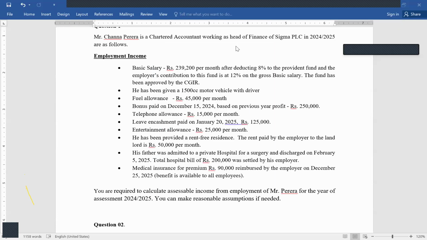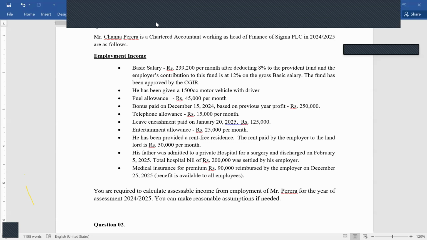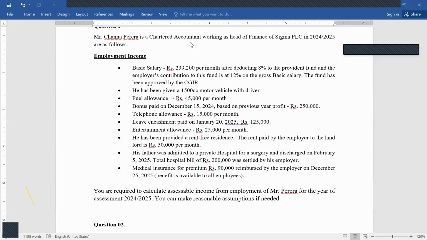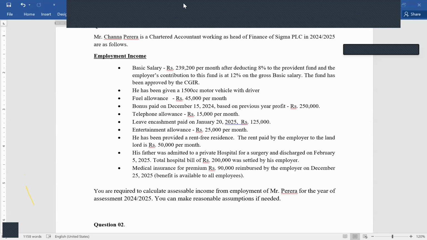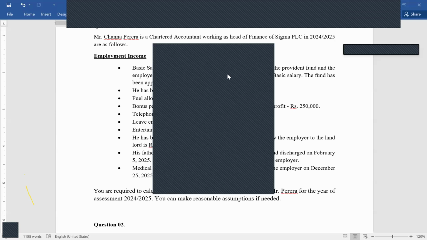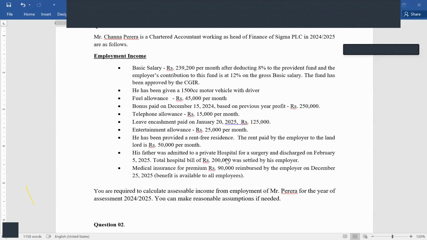Yes, it is an employment benefit, because if Mr. Channa Pereira is not an employee of that organization, this person will not settle the bill. So he settled the bill since Mr. Channa Pereira is an employee of that organization. If so, that amount is received by Mr. Channa Pereira as a benefit of that employment. Then we can consider it as a benefit.